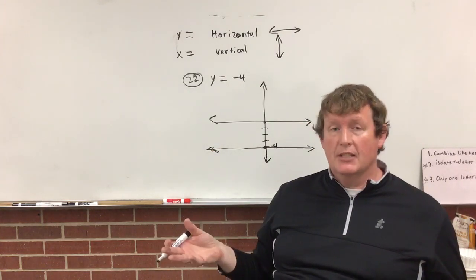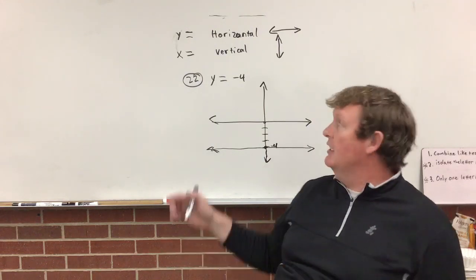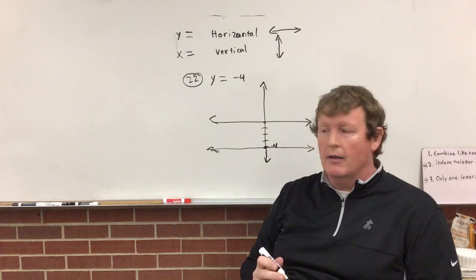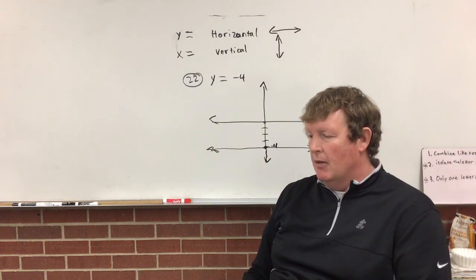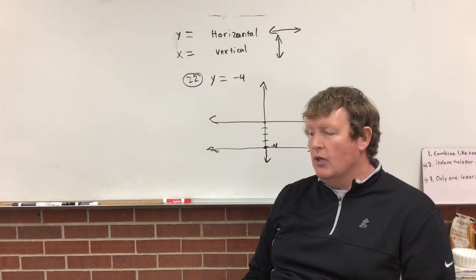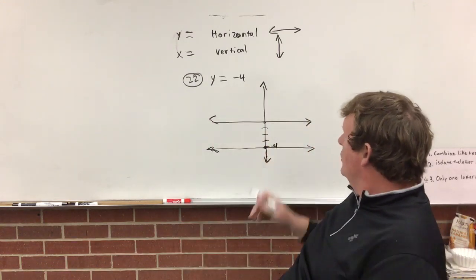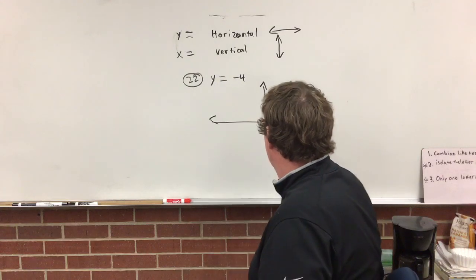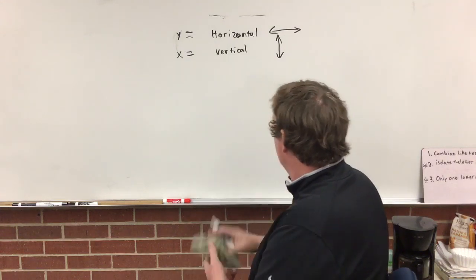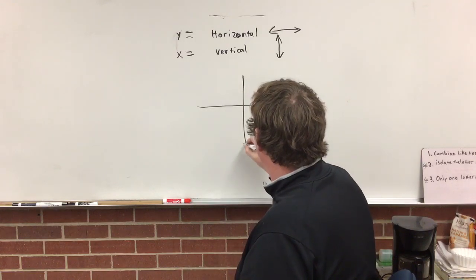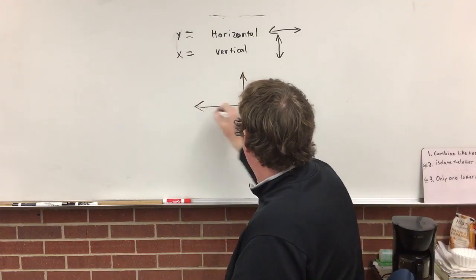These are relatively simple. You should be able to get these pretty easily. Follow the rules. Look at my little notes that could help you out on that. Should be pretty straightforward. On 23 and 24, you have to tell me what the equation would be. So they'll give you a line like this. They'll give you either a vertical or a horizontal line.